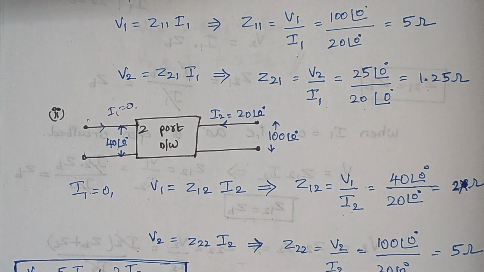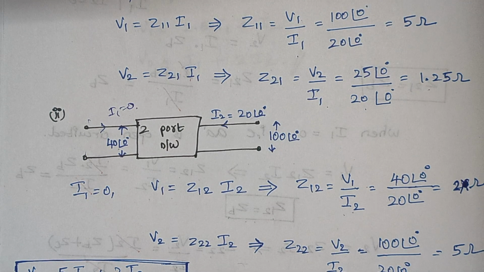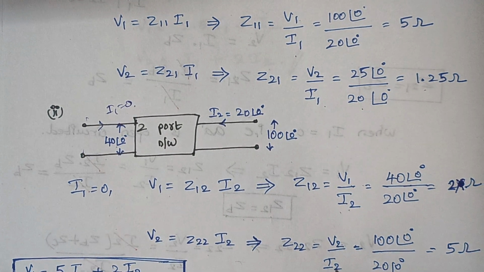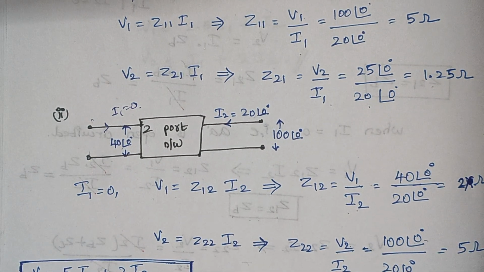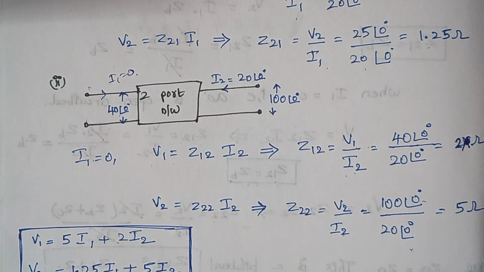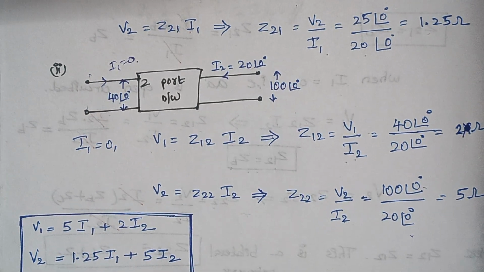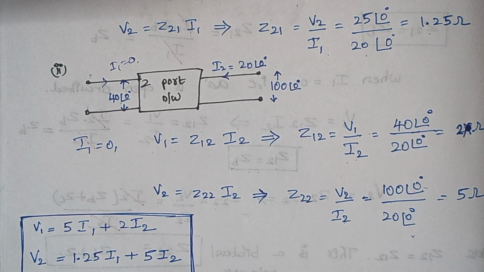Now what about Z22? Z22 is V2 by I2. V2 is 100 and I2 is 20. Now the answer is 5 ohms. So when you write it in the form of equation, V1 is 5 I1 plus 2 I2 and V2 is 1.25 I1 plus 5 I2.